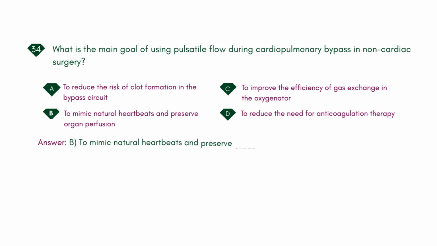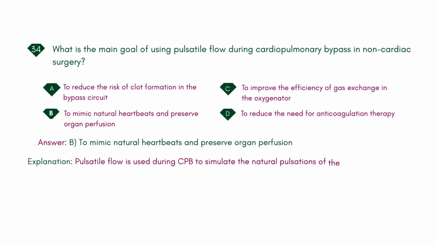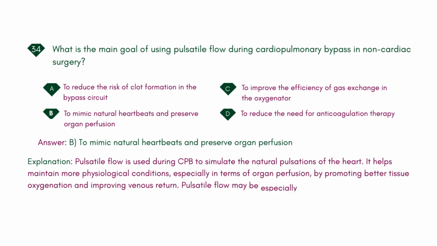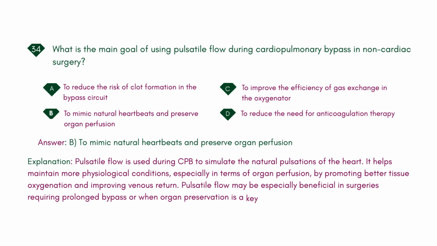Answer: B. To mimic natural heartbeats and preserve organ perfusion. Explanation: pulsatile flow is used during CPB to simulate the natural pulsations of the heart. It helps maintain more physiological conditions, especially in terms of organ perfusion, by promoting better tissue oxygenation and improving venous return. Pulsatile flow may be especially beneficial in surgeries requiring prolonged bypass or when organ preservation is a key concern.